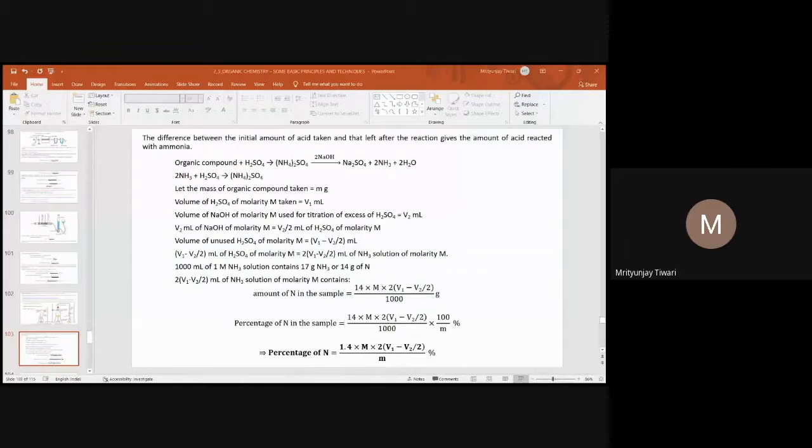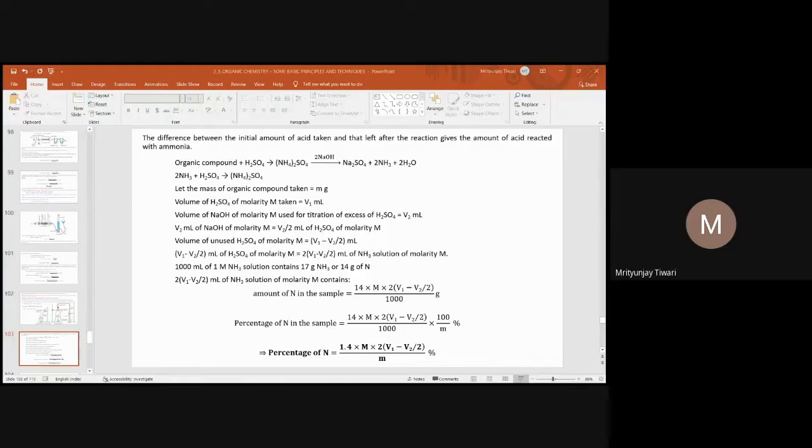Nitrogen is 14 and hydrogen is 1, so 14 plus 1 into 3, since 3 hydrogen atoms are there, it will become 17. So it will contain 17 gram of ammonia. Because we are focusing here on just the amount of nitrogen, the 17 gram of ammonia will contain 14 gram of nitrogen.